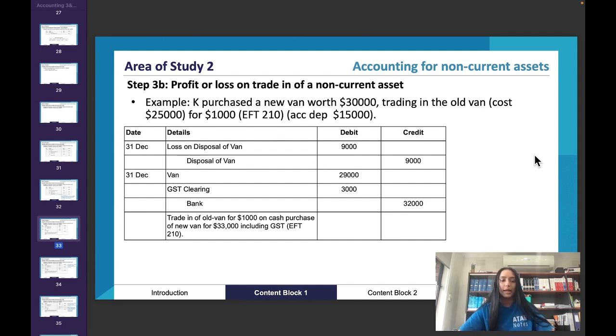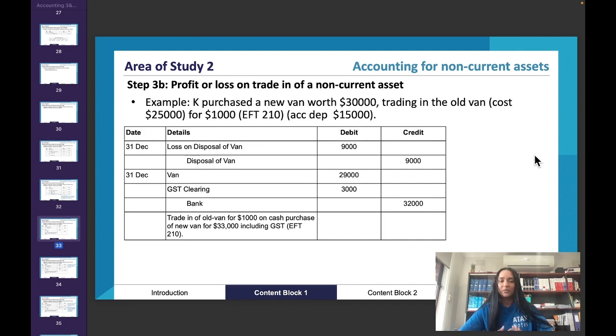And so we record that by debiting loss on disposal of van, which is an expense account, by $9,000 and crediting disposal of van $9,000 to show that that loss has occurred. And then once we've recorded the disposal, so after we record the loss, we finish recording the disposal of the old van, and once we finish that, we also need to record the purchase of the new van.